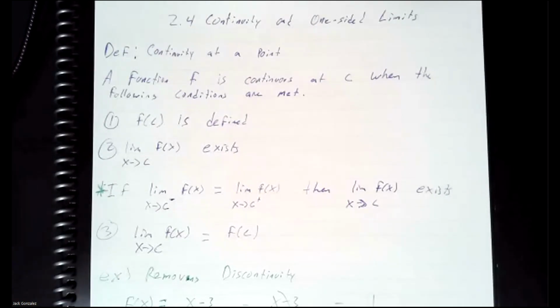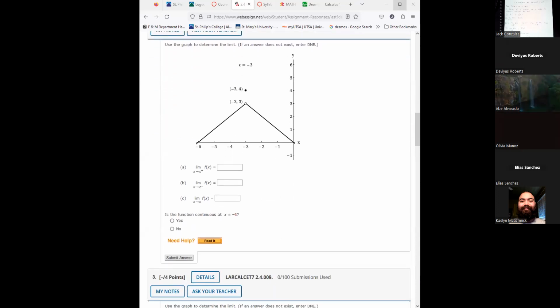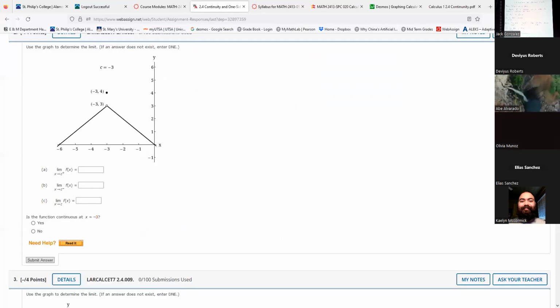All right, let's look at the next one. Check this one out. This one looks like it's violating something, right? As we approach, so C in this case is -3. As we approach from the right and the left, what number are we going to? To -3? Or is it a hole? It would be undefined. I don't know. Well, the limit exists, right?